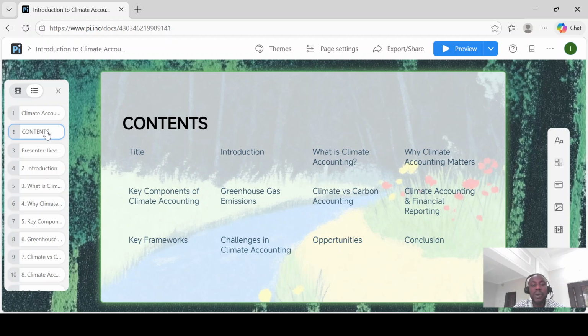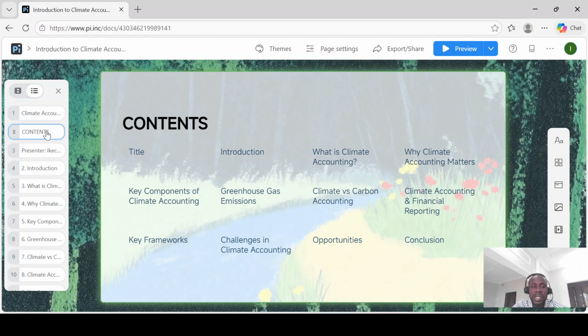What are the components of the greenhouse gases based on the Kyoto Protocol, the Montreal Protocol, or other protocols that actually include the greenhouse gases? Then we'll talk about a little bit of the difference between climate and carbon accounting. Why does climate accounting matter to accountants and must be included in the financial reports? Then we look at the key frameworks that guide climate accounting reports or disclosures, and challenges in climate accounting. After that, we'll look at the opportunities which climate accounting or climate risk pose.